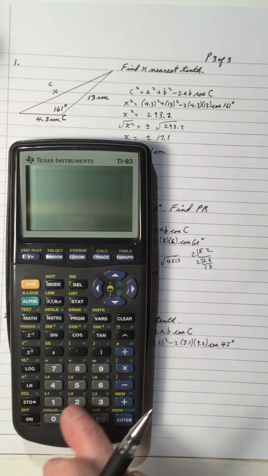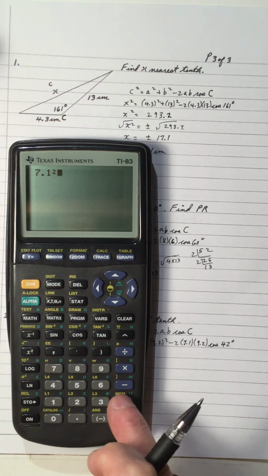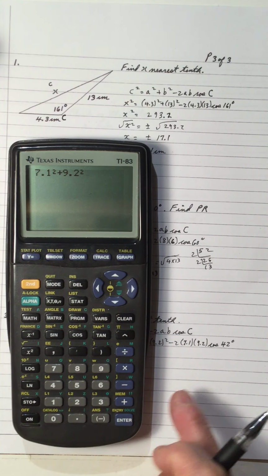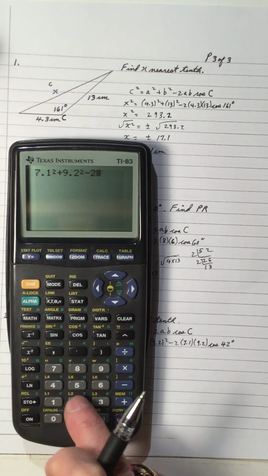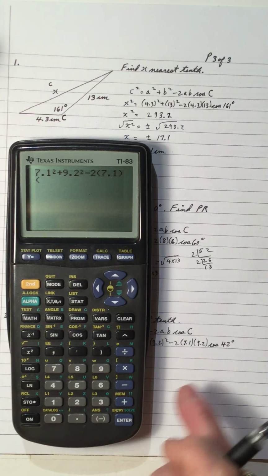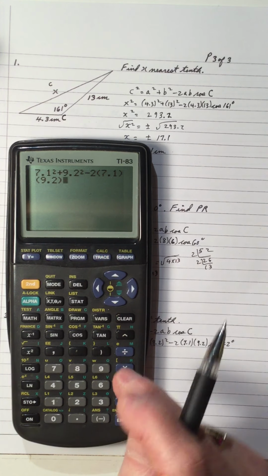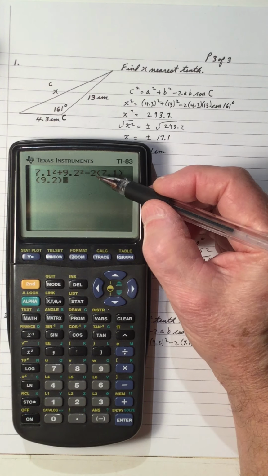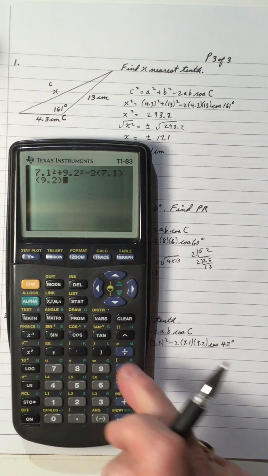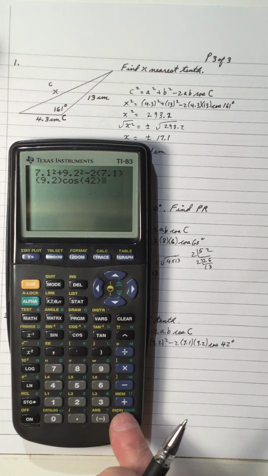So we have 7.1 squared, add on 9.2 squared, and now I'm going to subtract 2 bracket 7.1 bracket 9.2. Notice when I put it in the bracket I have to close it off, and I got bracket around the 7.1. I got bracket around the 9.2 because they indicate multiplication, and I do cosine of 42 degrees. Close it off, and what do I get?